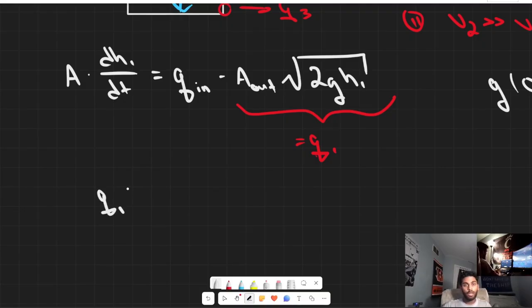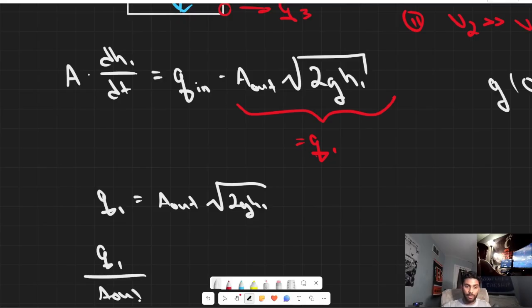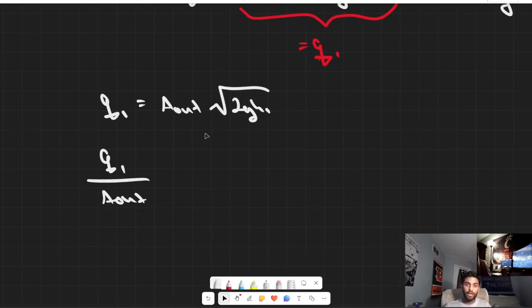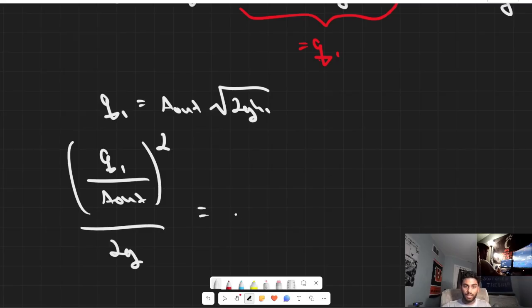So Q1, I'll just use it as an example since we've been using it so far, is equal to the area of the outlet times the square root of 2gh1. So first step, Q1 over A out. We'll divide over by the outlet area, then we'll square this and divide by 2g. Divide by 2g is equal to height 1, equal to the height at the initial steady state.